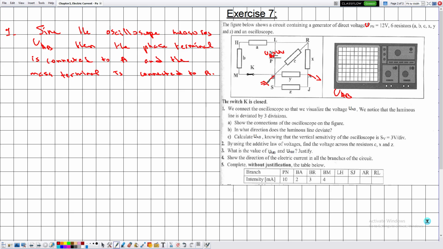Okay, so we are done with part A. And part B, they are asking in which direction the luminous line deviates. Here there is something missing, and let me say that knowing that UBA is positive.